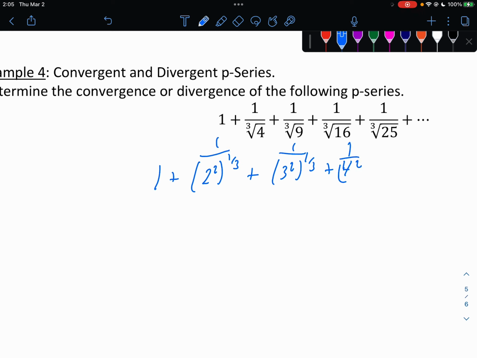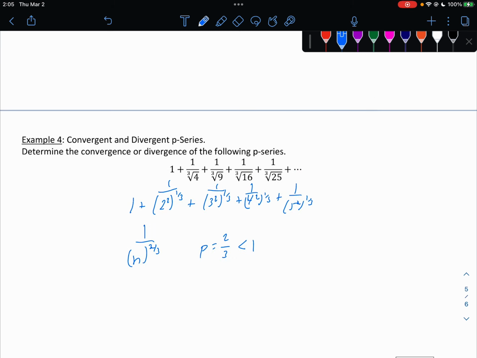So technically this is a p-series. It's 1 over k to the 2/3, or n, or q, or any letter you want to use. It doesn't matter. I realize I said k and wrote n, but it could be anything. So it's a p-series where p is 2/3, which is less than 1. And as we learned just last slide, if p is less than 1, the series diverges.